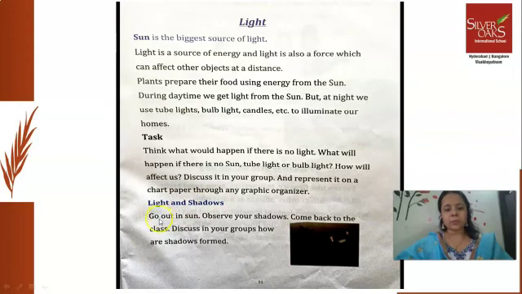Light and shadows. Go out in sun. Observe your shadows. Come back to the class. Discuss in your groups how are shadows formed. That is what you can do in the house also, right? Go out in sun and observe. Will the shadow form? Observe it, come back to the home and discuss with your parents and write down in your journal.